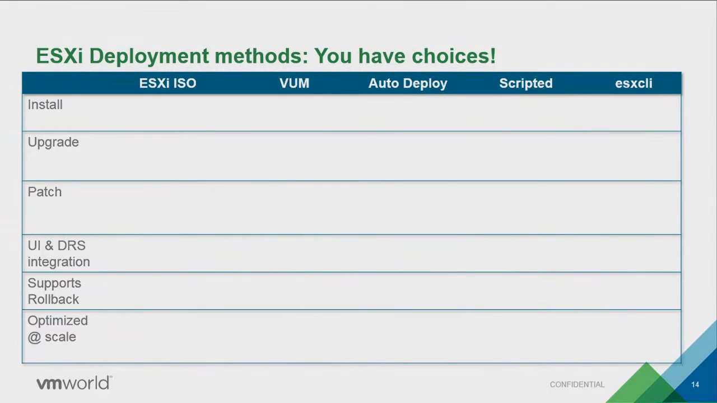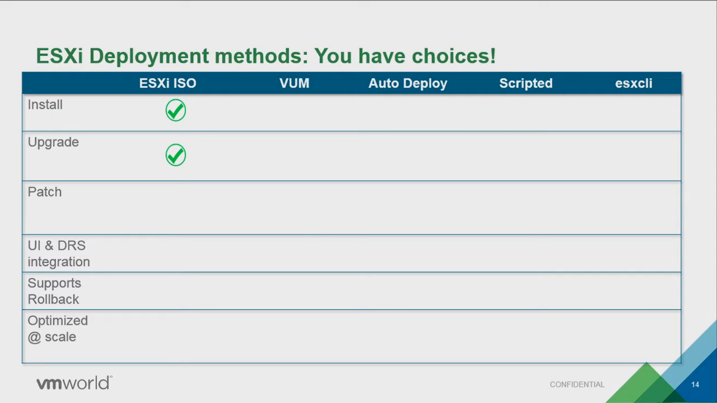So one of the things that we want to talk about is the fact that you have options, right? As you go through, you know what your end goal is. You want to upgrade your environment, right? What we're saying is you have plenty of options. Here you can use your ESXi ISO, right? You can use that to install or upgrade.